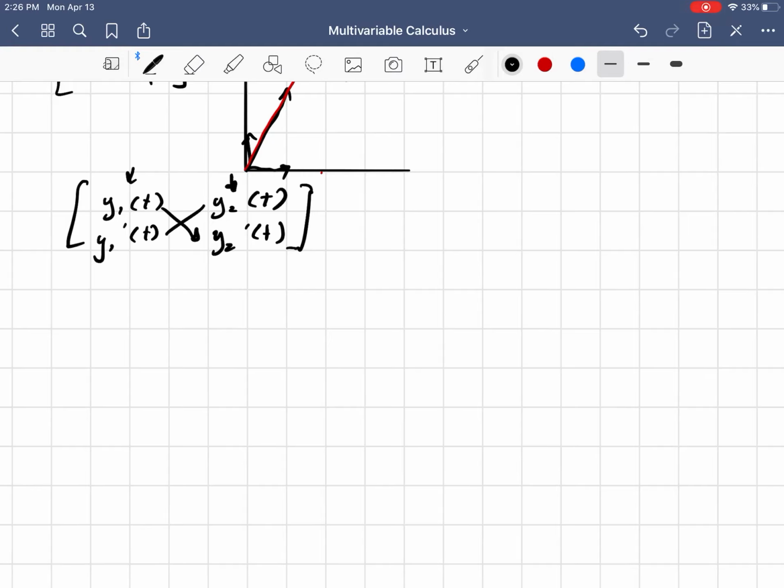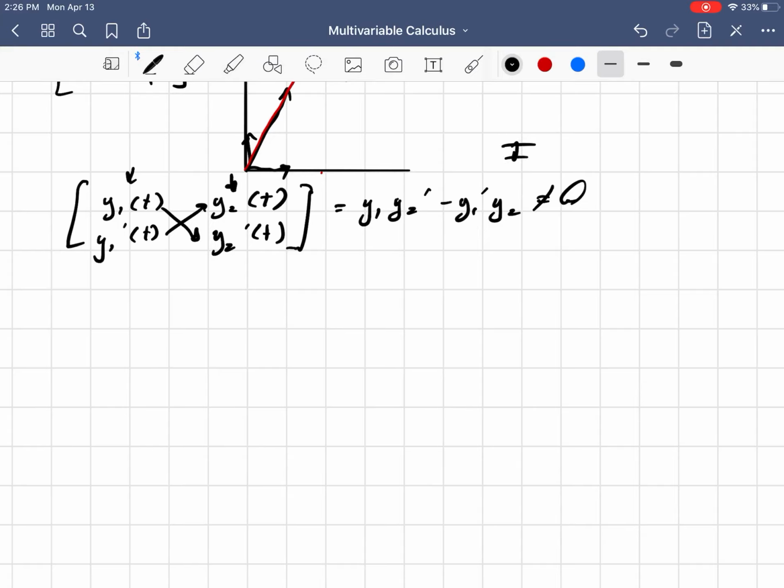So if we actually evaluate this determinant using the formal definition that you're used to, we do this minus that, and I'll just write y sub 1, y sub 2 prime minus y sub 1 prime, y sub 2.